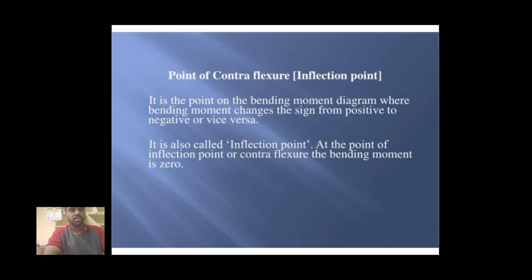Point of contraflexure is a point on the bending moment diagram where bending moment changes the sign from positive to negative or vice versa. It is also called the inflection point. At the point of inflection or contraflexure, the bending moment is zero.